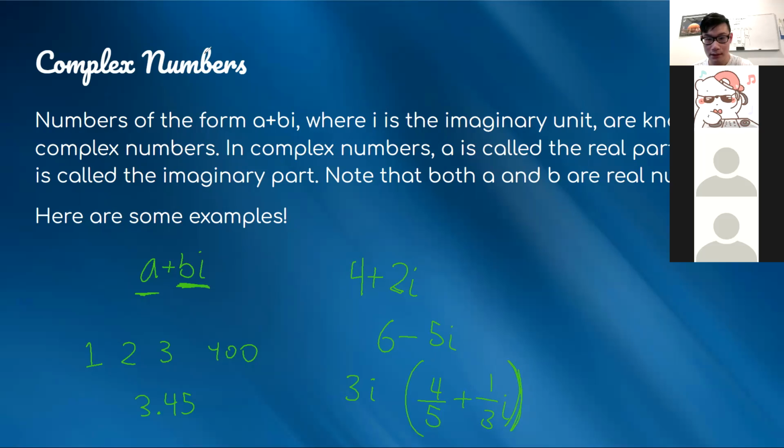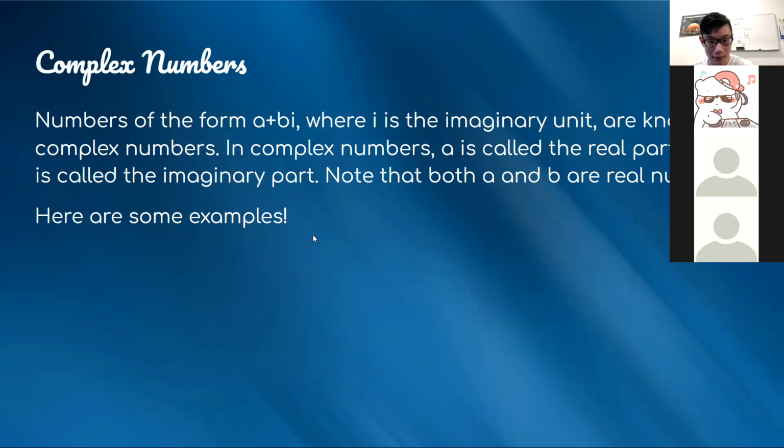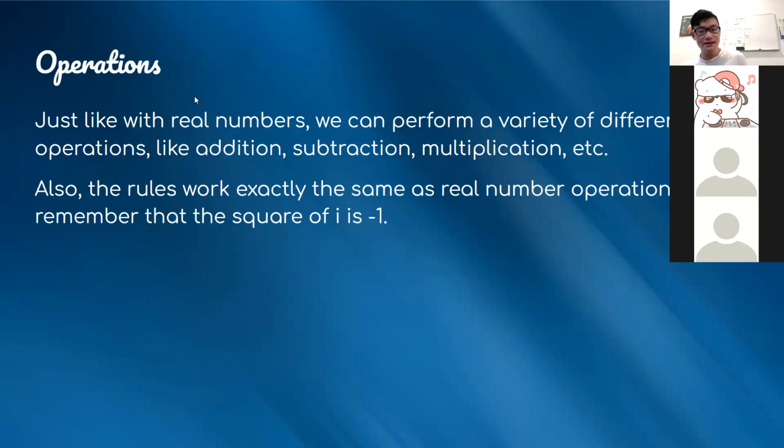So let's see how we can use complex numbers in arithmetic. Just like real numbers, we can perform different operations like addition, subtraction, multiplication, and even division. But I'll explain division later because it's a little bit more complicated. The rules work basically the same as real number operations, except we know that i squared is -1, right?